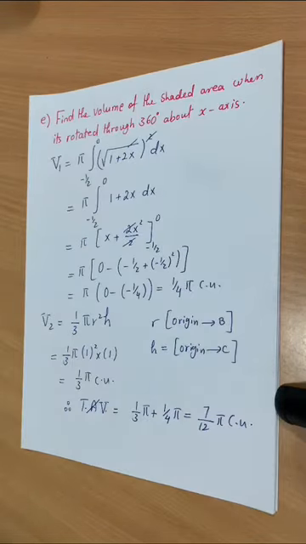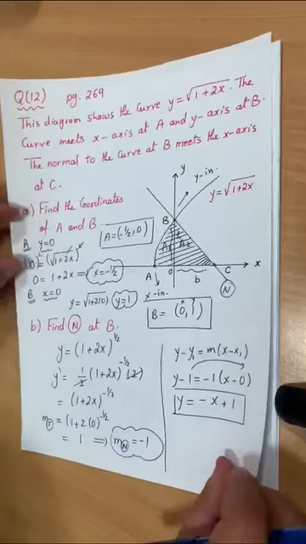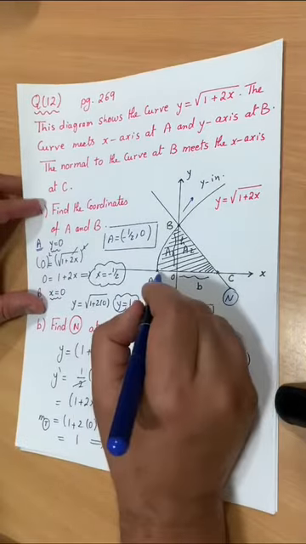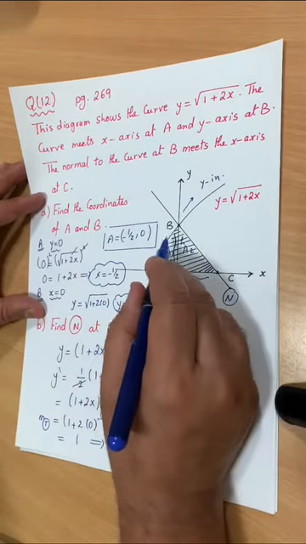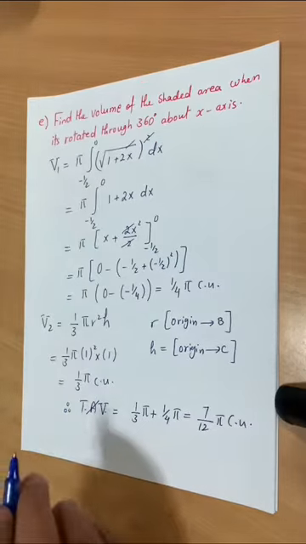Last part of this question, it's required to find the volume of the shaded area when it's rotated through 360 degrees about the x-axis. We have two parts of the volume, volume 1 and volume 2. Let's go back to the question. This part uses normal integration, and this part we're going to do the volume of the cone.